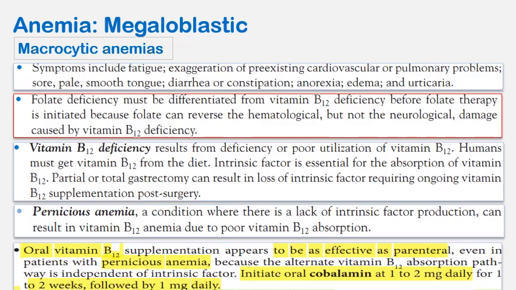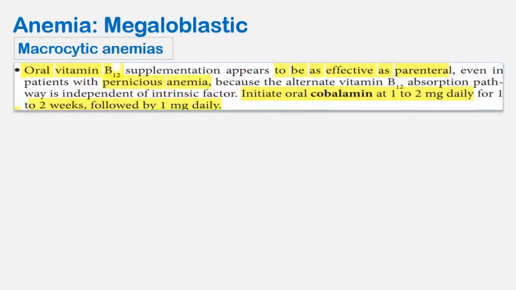If we don't want to use a large oral dose of vitamin B12, we can use a combination of an intrinsic factor supplement with B12, if available, to overcome the consumption by the microflora. They found the oral supplement of a larger dose of B12 in pernicious anemia is as effective as the parenteral route, because of an alternate B12 absorption pathway that is independent of the intrinsic factor. So, as we said, about 1 to 2 milligrams daily for about 1 to 2 weeks is required, then followed by 1 milligram daily.